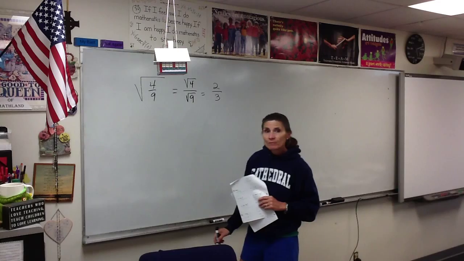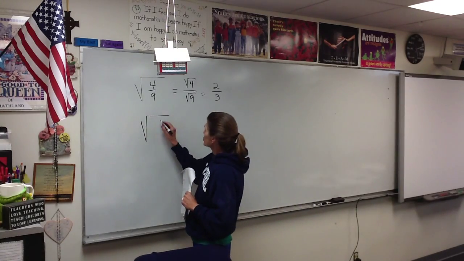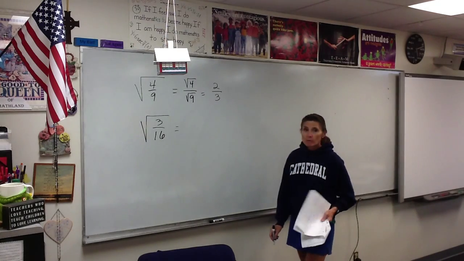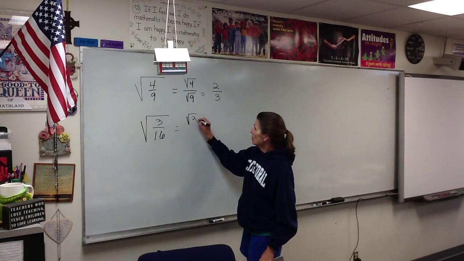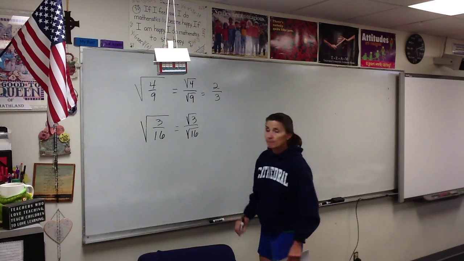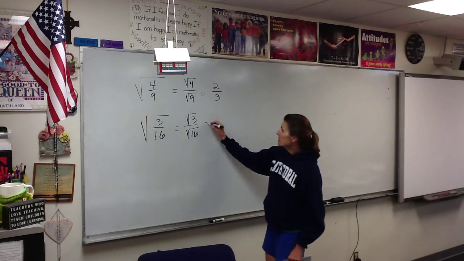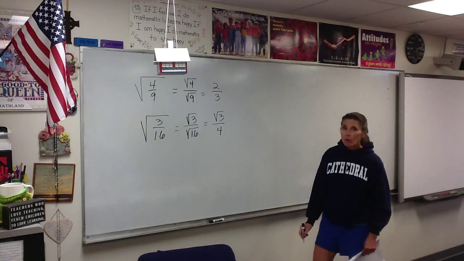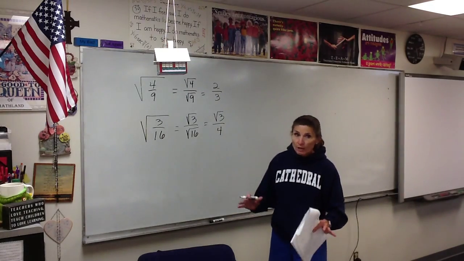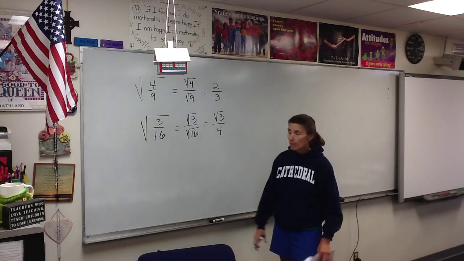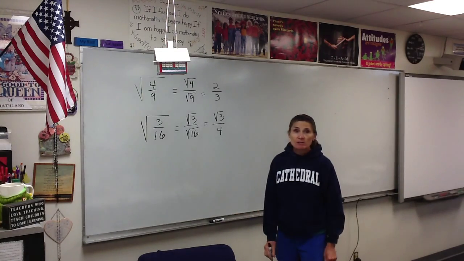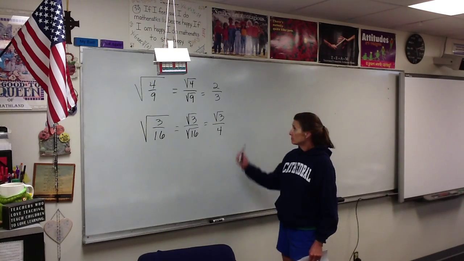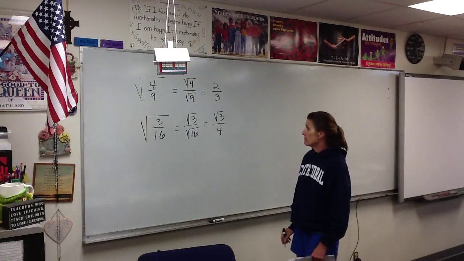Well, what do we do if we have something like this? The square root of 3/16. Well, the square root of 3/16 would be the square root of 3 over the square root of 16. That would be the square root of 3 over 4. There is no square root of 3 that's a whole number or a rational number, so we're just going to leave it as root 3. We're not going to type it into our calculator and get a decimal. We're just going to leave it as root 3.